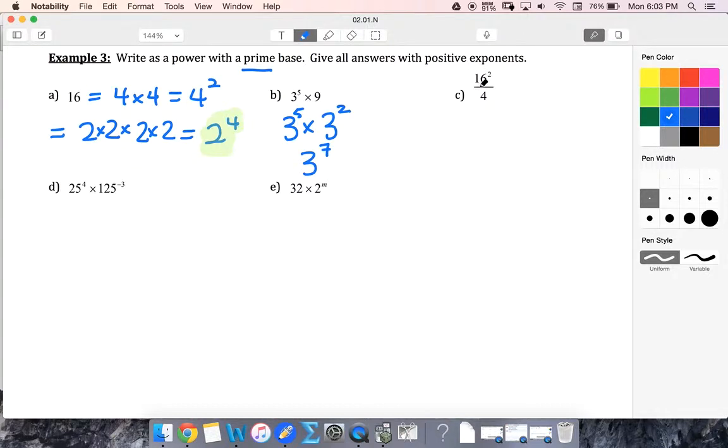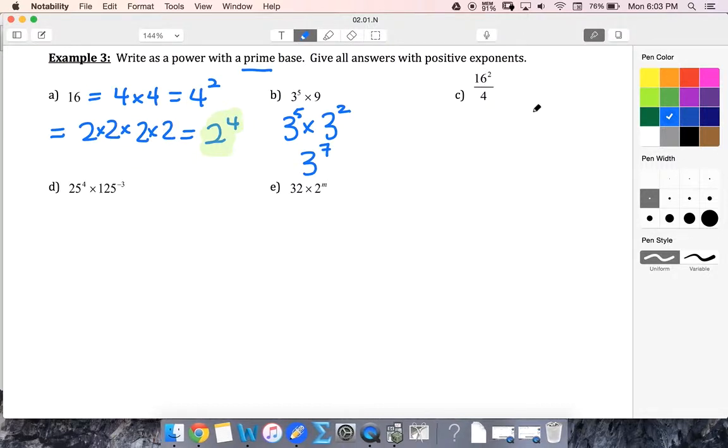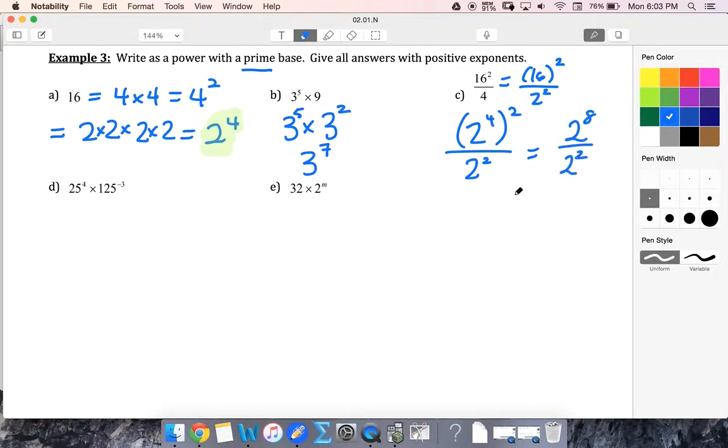I've already learned that 16 is 2 to the 4th. So I'm going to change my 16 as 2 to the 4th, but all of that is squared. So really this is like 16 in parentheses squared over 4, which is the same as 2 squared. So over 2 squared. 2 to the 4th squared is 2 to the 8th, over 2 squared. That simplifies to 2 to the 6th. I subtract my exponents.